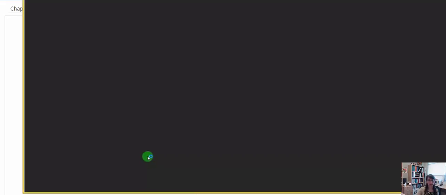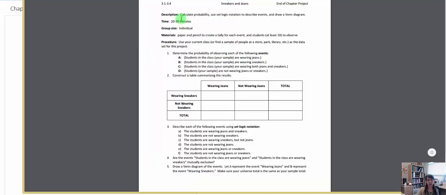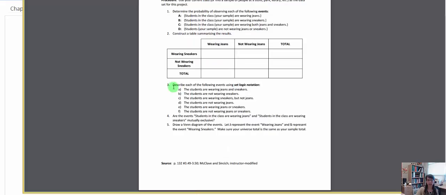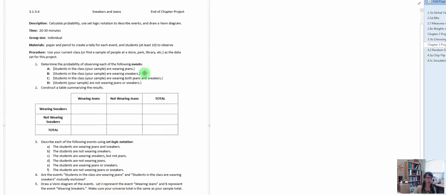So I'm going to click on the instructions, and this sheet is going to give you a table to fill in for part 2. That's what we're doing first, and then we're going to go back to step 1 to find the probabilities of these various observations. For part 3, we'll be using the SetLogic notation to answer questions about these events. For number 4, we'll need to know about mutually exclusive events. And finally, for number 5, you'll draw a Venn diagram of the events. So let's take a look at the actual project.